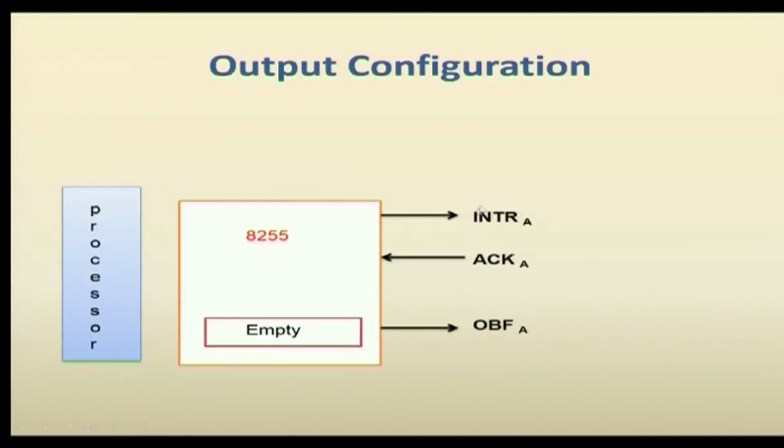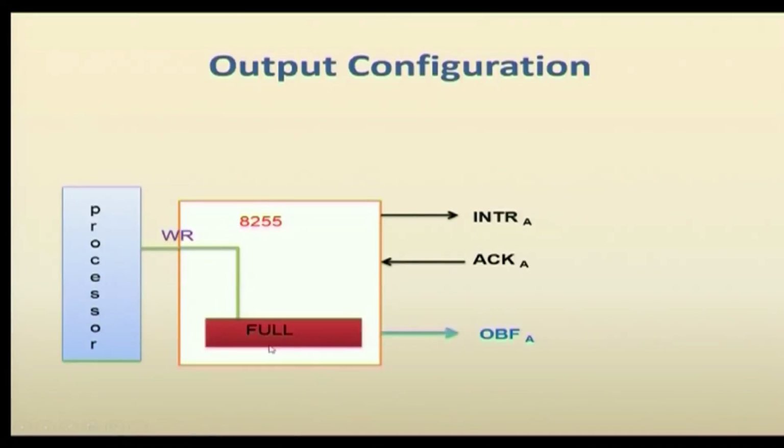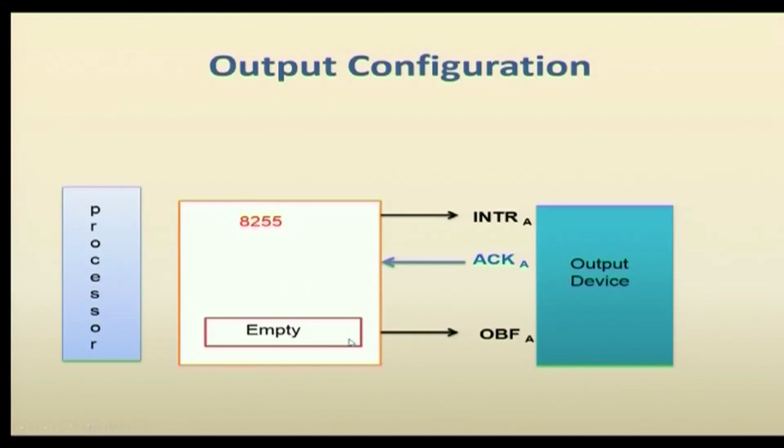Now, we are considering port A is output, that is why I have written as A. So, first the processor loads the data to the buffer in 8255. So, for loading it activates the write bar signal. So, after filling or after completing the buffer size, it activates the output buffer full to the output device. Now, the output device reads the data from the buffer. After it becomes empty, now it sends the acknowledgement signal.